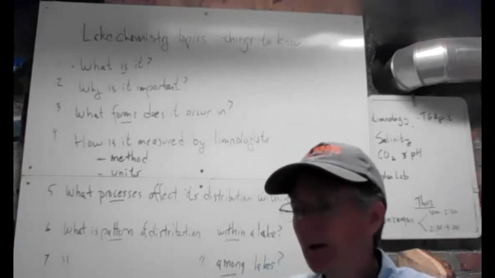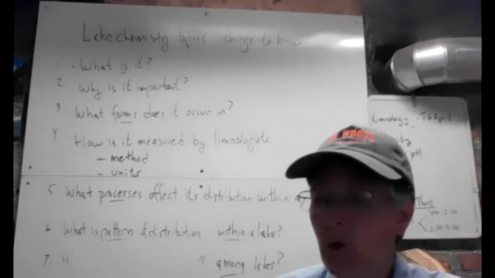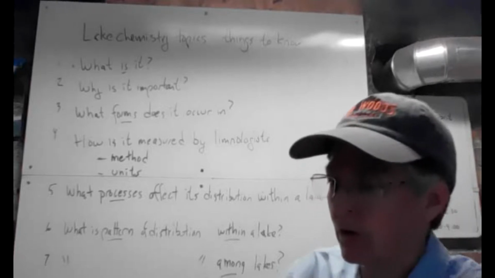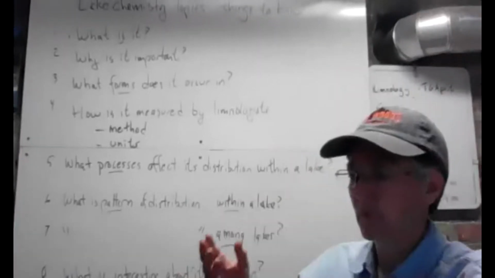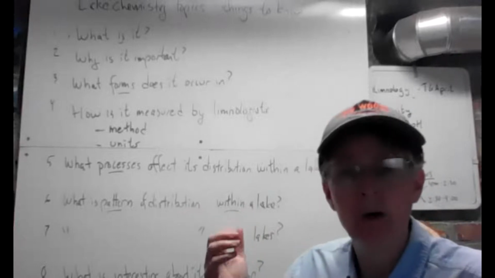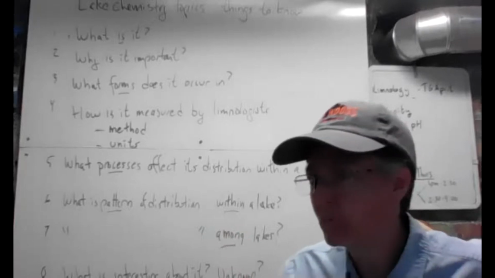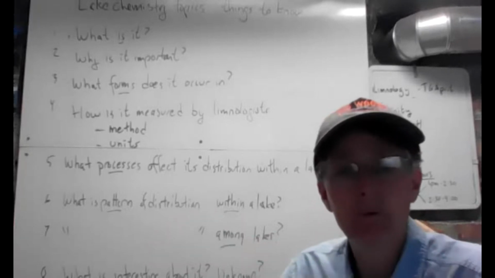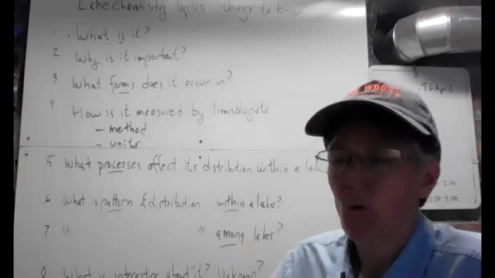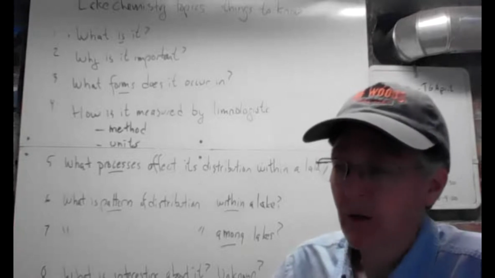We want to know about pattern and process. What are the different processes that affect its distribution within a lake? Does it diffuse? Is it carried by moving water? Is it stratified? What are the things that determine where you find it in lakes and in what abundance?